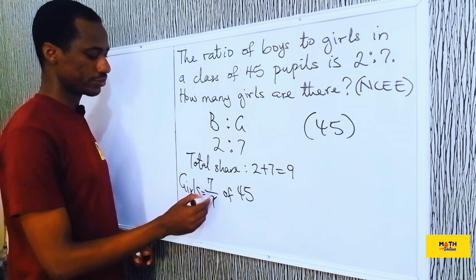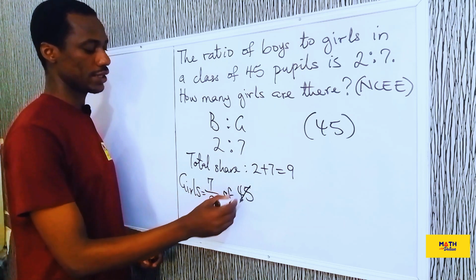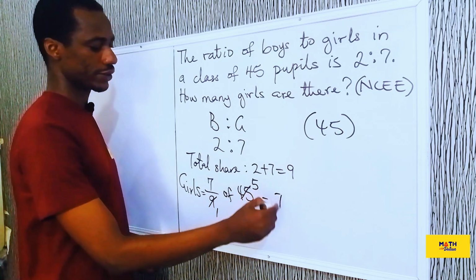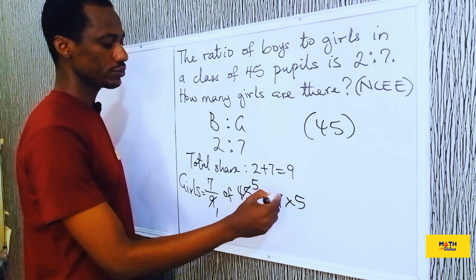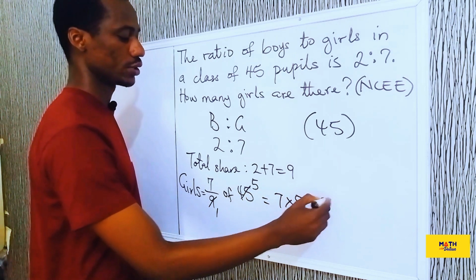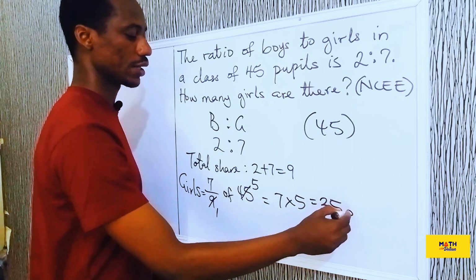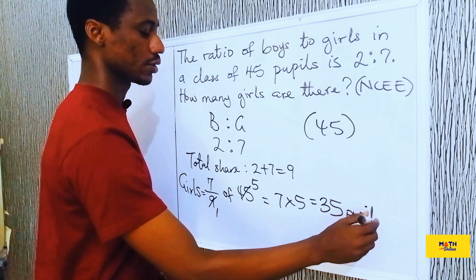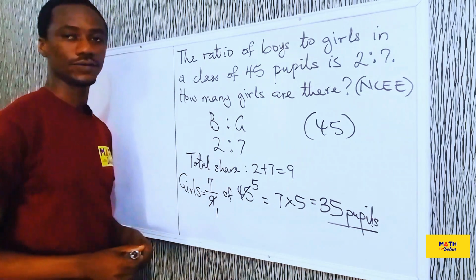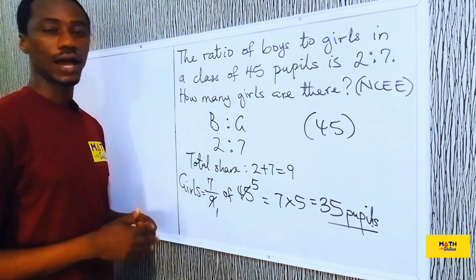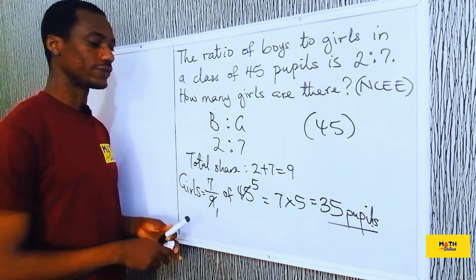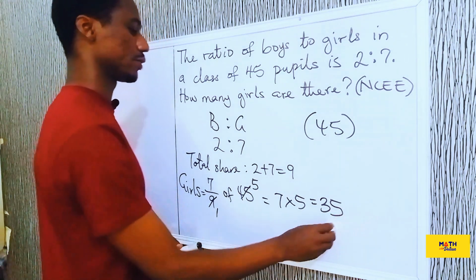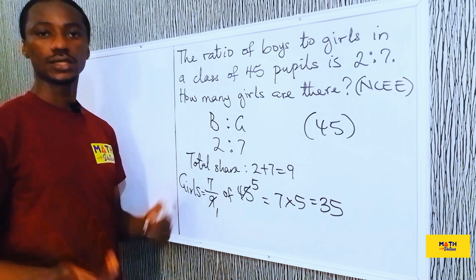All right, easy. So 9 goes into 9 once, and in 45, 5, and we have 7 times 5, which equals 35. So at the end of the day, the number of girls in the class is 35. So there are 35 out of the total number. You have 35 girls in the class. So I should just leave it at 35. So the number of girls is 35.